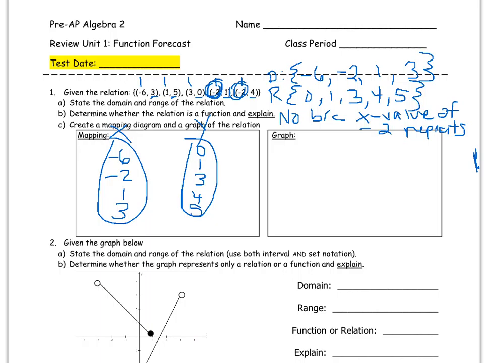So if we look at our coordinate points, it gives us the coordinate point -6, 3. So we're going to map -6 to 3. Then we have the point 1, 5, so we'll map 1 to 5. 3, 0, so 3 will go to 0. -2, 1, so -2 goes to 1, and then -2, 4. So again, you see that x value of -2 goes to 2 places.